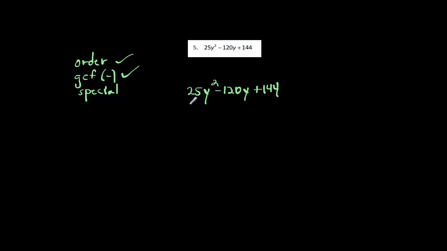The ends are perfect squares, so this might mean that it's special. The square root of this is 5y. 12 squared is 144. If I multiply those together, I get 60y, and if I double it, I get 120y. So it is special. So what I'm going to have is one set of parentheses squared. 5y goes here. 12 goes here. And this sign goes in the middle. And you're done.